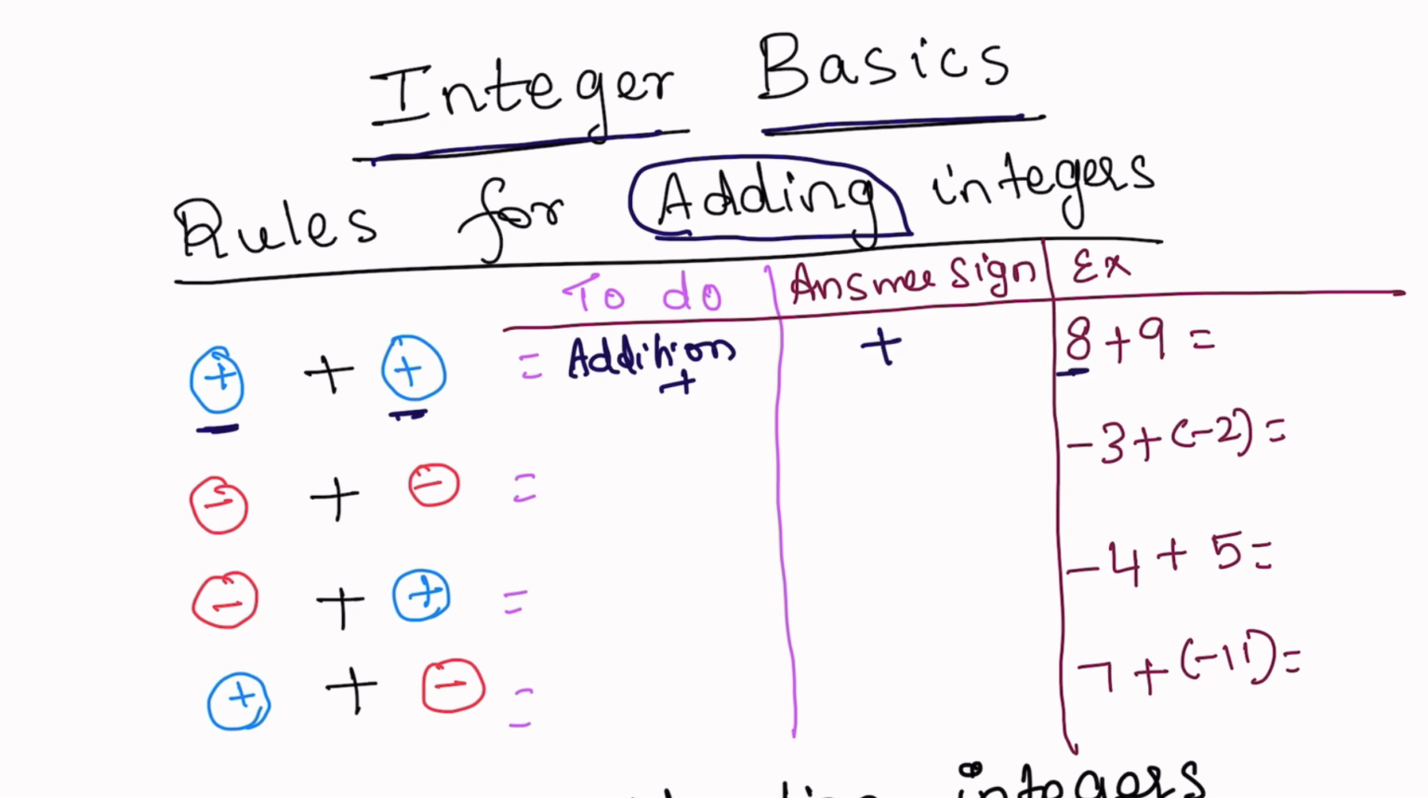For example, you see both the numbers are positive. So the answer is 17. There should be a plus sign, but we need not show the plus sign. So it is simply 17.